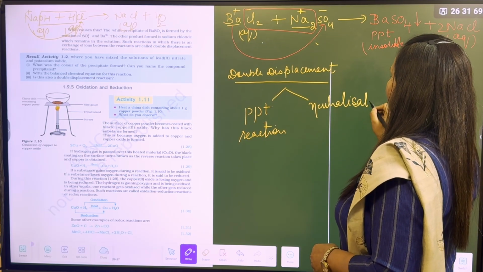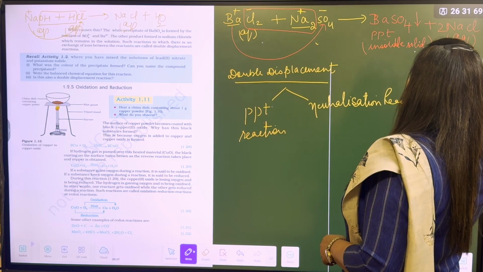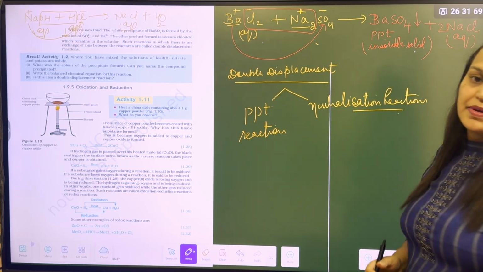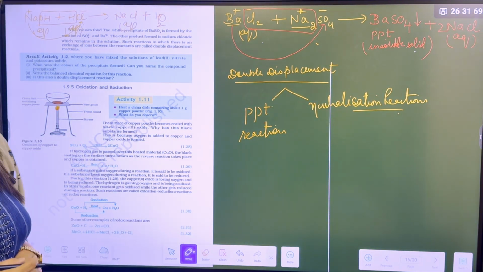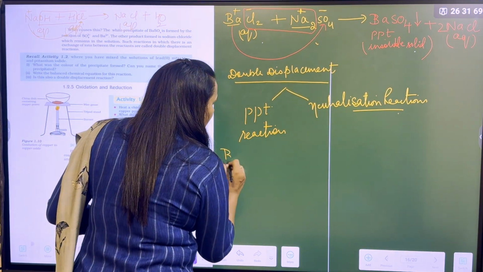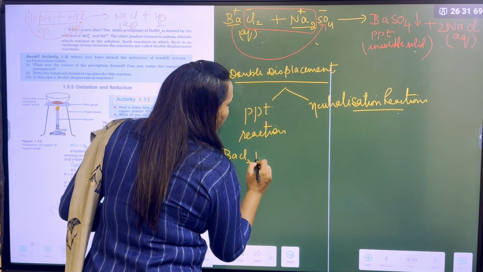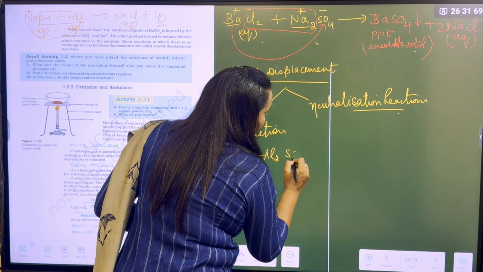Neutralization reaction. Right? Hope everybody understood. Precipitate means where two aqueous solutions combine to form an insoluble solid, that is called precipitation. Like I can take barium chloride with aluminium sulfate. Shall we do this reaction, guys?